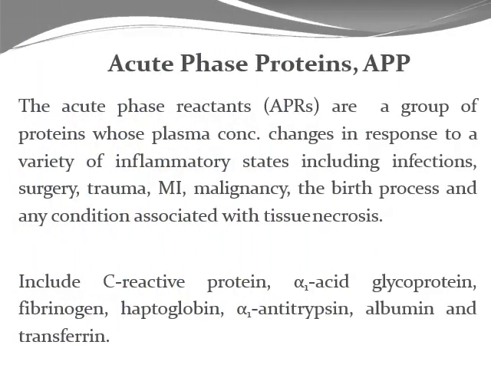Next one that is found in the plasma is acute phase reactant or acute phase proteins, APP or APR, both are right. These are basically a group of proteins whose plasma concentration will change in response to inflammatory reactions such as infection, surgery, trauma, myocardial infarction, malignancies, and so on. This includes C-reactive protein, alpha-1 acid glycoprotein, fibrinogen, haptoglobin, alpha-antitrypsin, albumin, and transferrin.